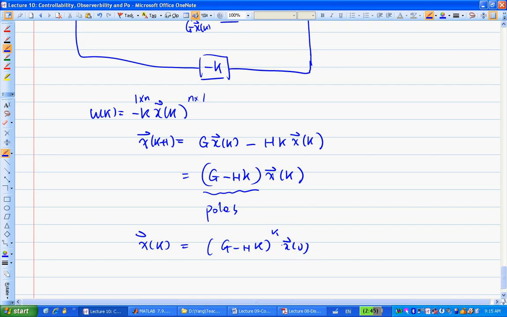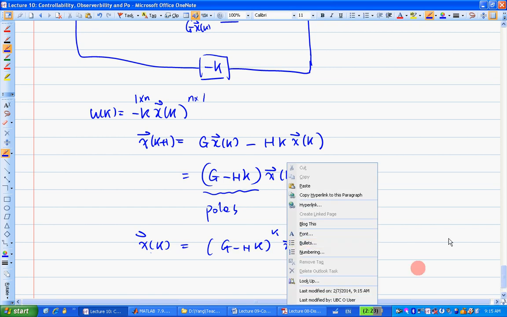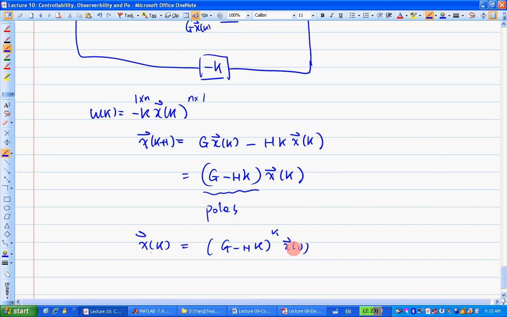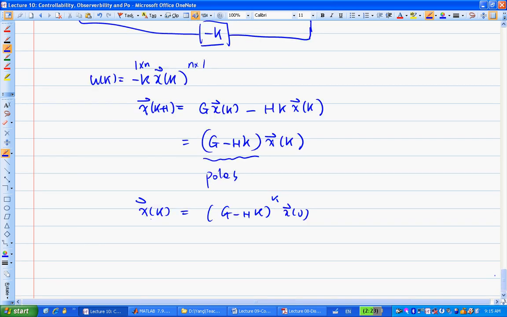Remember the state transition matrix. So this equals this, and this is not 0 here. But what we want is for this to go to 0. So how do we make sure that this goes to 0? Basically, we have to make sure that this matrix converges to 0.